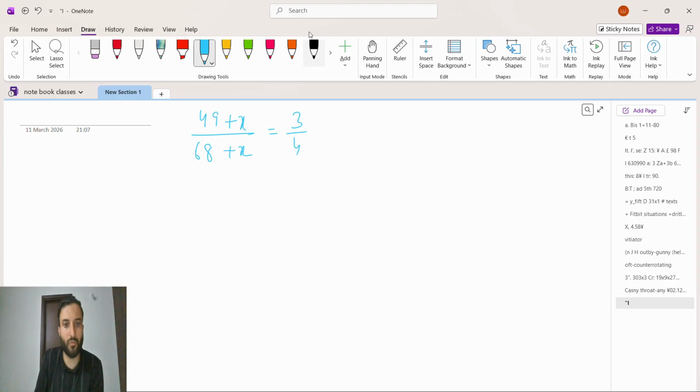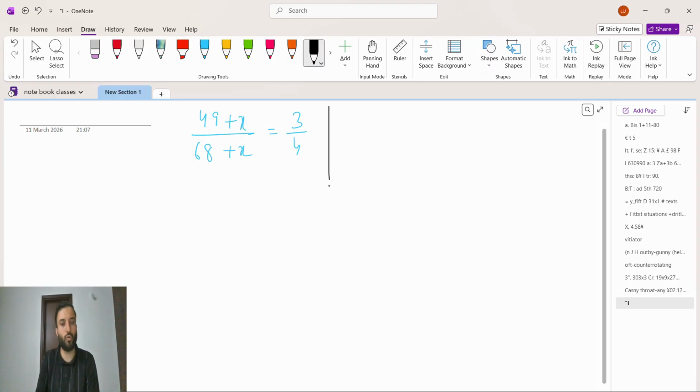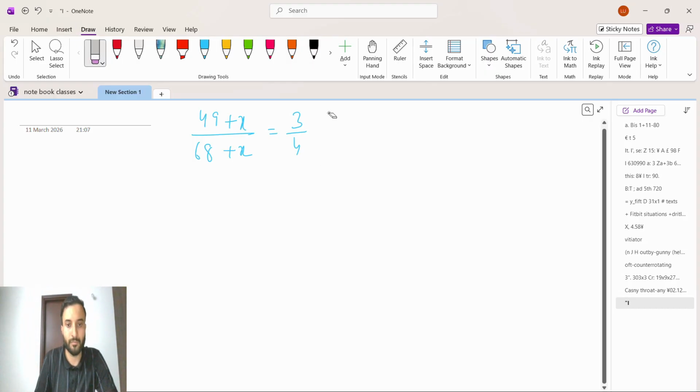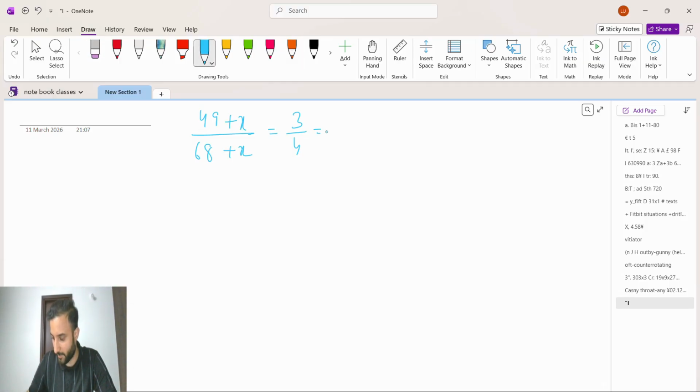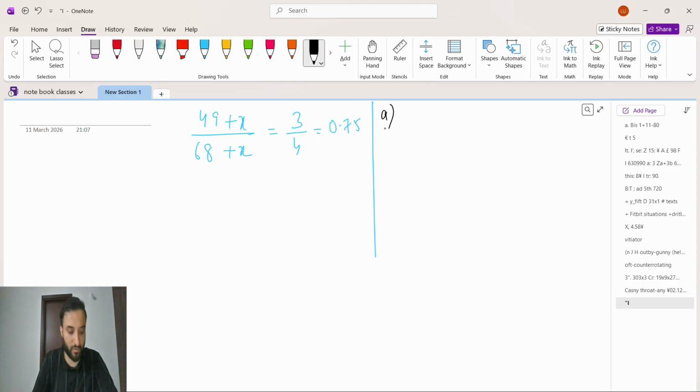So guys, this is a simple thing we already did in the class. We will divide 3 by 4, and we will get 0.75. Now we will do the trial and error method. First option is 3, so in place of x we will keep 3. So 49 plus 3 is 52, and 68 plus 3 is 71. 52 divided by 71 gives 0.73, but we want 0.75, so this is not a correct option.